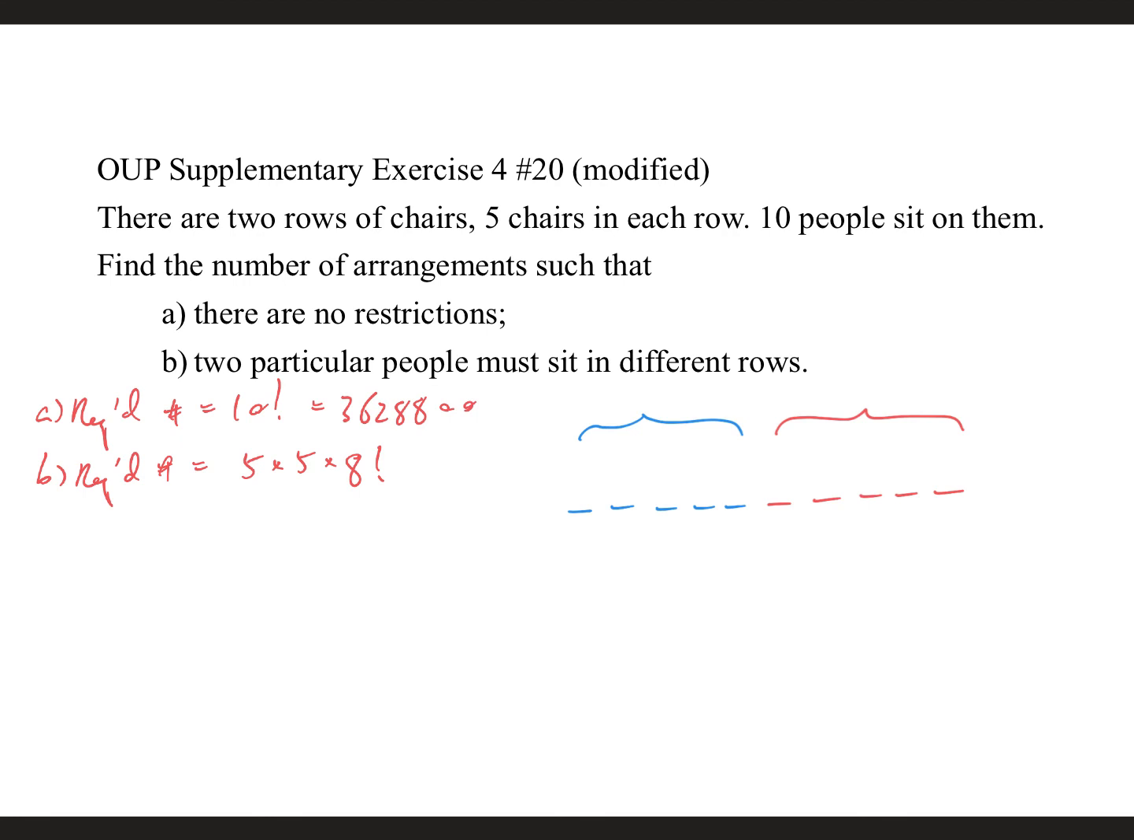However, John and Mary can sit the other way around. John sits on the second row, and Mary sits on the first row. And the other 8 persons can sit wherever they like. So this one is doubled. Okay? So the answer would be 5 times 5, 25 times 8 factorial, and then times 2. Okay? So the answer is 2016000. Alright, so here it is.